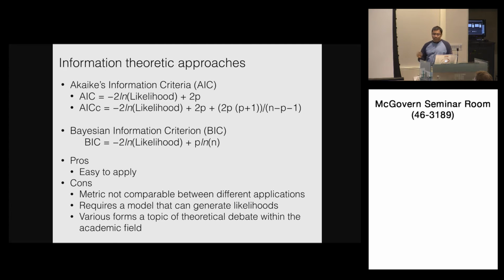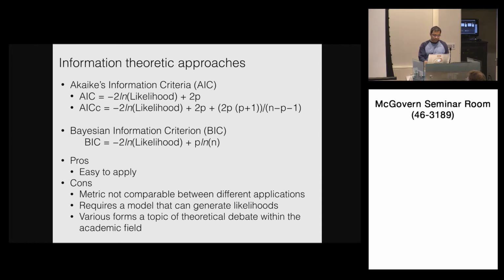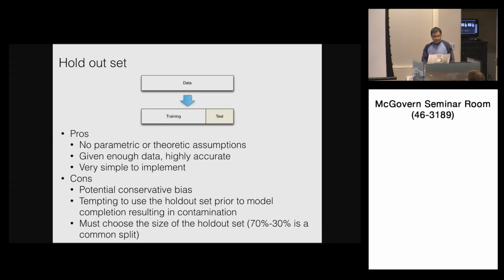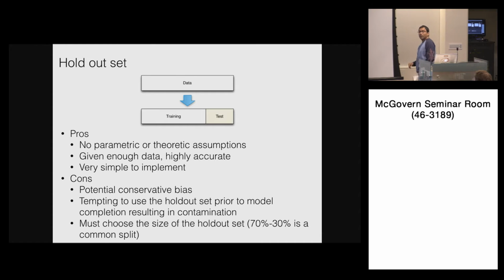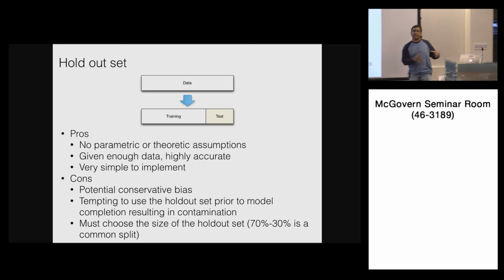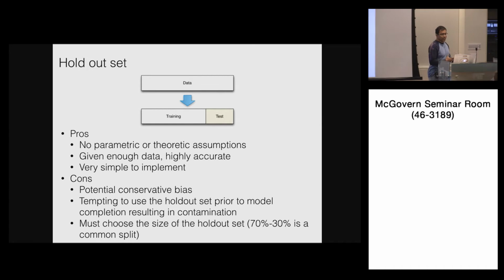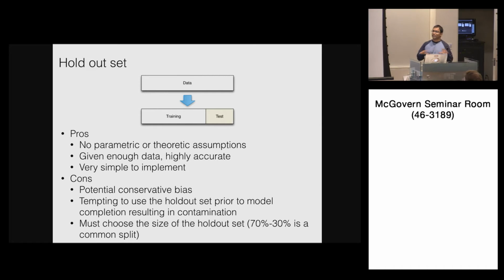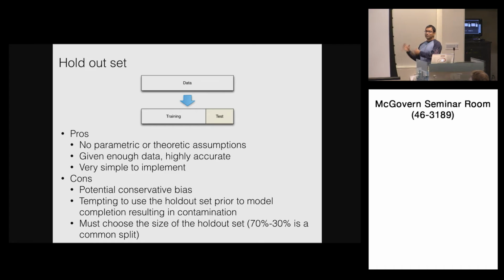There are some information theoretic approaches. I won't go into details. Again, some of these are easy to apply. There's lots of theoretical debate around this and it requires models that can generate likelihoods. So we could say holdout set. Let's keep some data aside. And that's actually good because now you can break things up into a training set on which you build the model and you test on something that's kept outside.